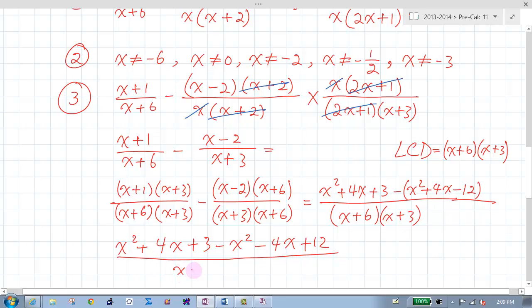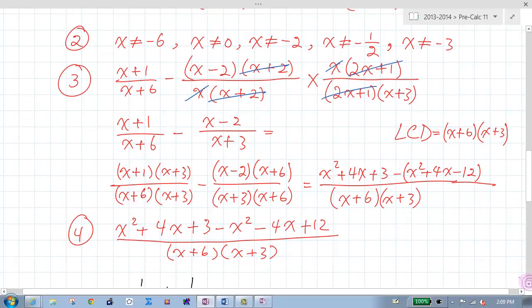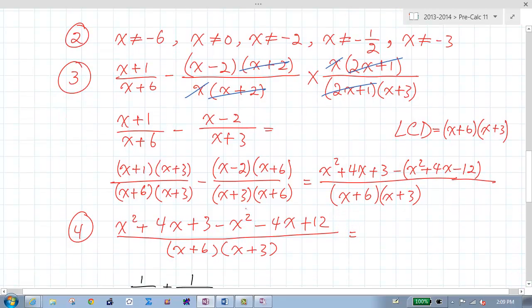over x plus 6 times x plus 3, and this is our step 4, which is simplifying everything. Now we go through simplifying everything. So combining the like terms, the x squares cancel out, and the 4x's cancel out, and you get 12 plus 3, end up with 15 over x plus 6 times x plus 3. And that's the most simplified version that we could come up with.